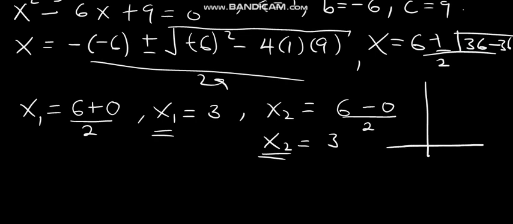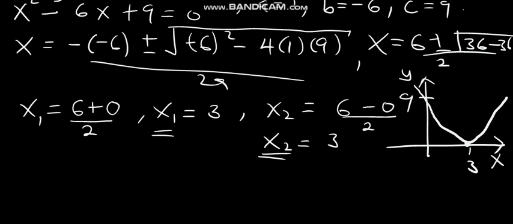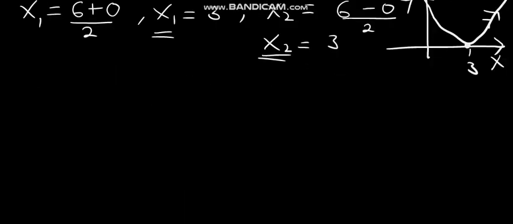So we want to sketch our quadratic equation. This is the x-axis, this is the y-axis. It cuts the y-axis at 9 and it touches the x-axis at 3 and 3. So the curve will come, sit there on the axis, and then go away. That is the graph of our quadratic equation.